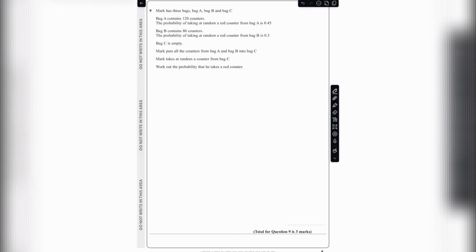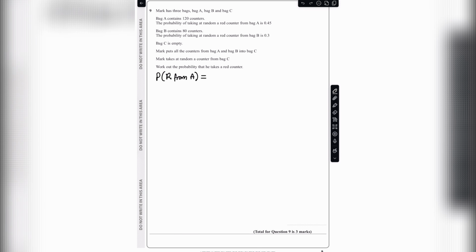In question 9, we are told that Mark has 3 bags, bag A, bag B, and bag C. Bag A contains 120 counters. The probability of taking at random a red counter from bag A is 0.45. Bag B contains 80 counters, and the probability of taking at random a red counter from bag B is 0.3. Bag C is empty. Mark puts all the counters from bag A and bag B into bag C. Mark takes at random a counter from bag C. Work out the probability that he takes a red counter.